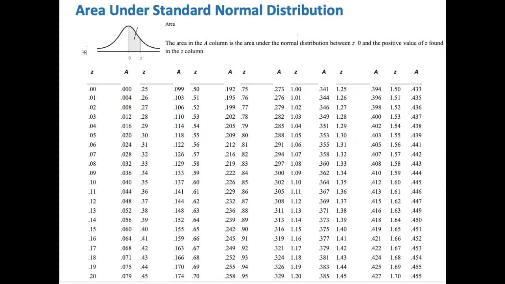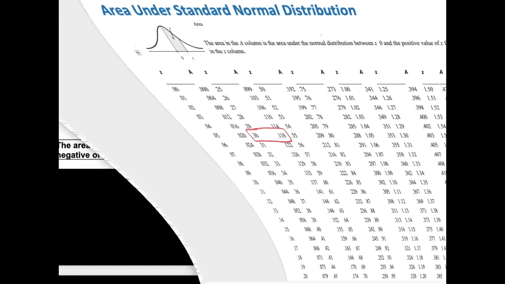The z-score chart starts with z values of 0 in the upper left-hand corner, and then we just scroll down until we find z equals 0.3, which looks like it's right here, and it's got an area of 0.118. So I'm going to go back to my problem and write in an area of 0.118.